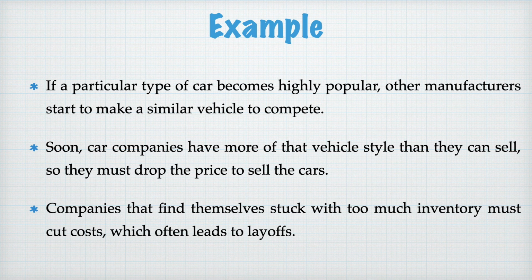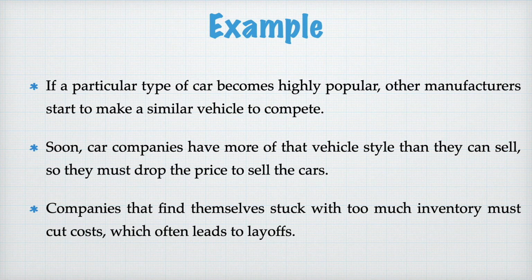If a particular type of car becomes highly popular, other manufacturers start to make a similar vehicle to compete. Now, this is very common, right? If one product in a particular market, it can be any industry. Here, the example is about automobiles. It can be any other electronic gadget or any other product. Once that product is a good hit in the market, it becomes very popular. There will very soon be immediate duplicates, or other manufacturers start manufacturing the same kind of good. The only reason is because it is popular, it is in demand.